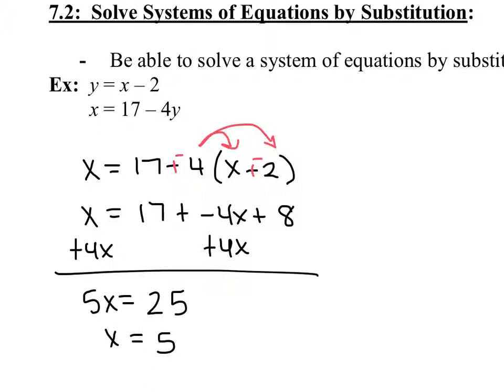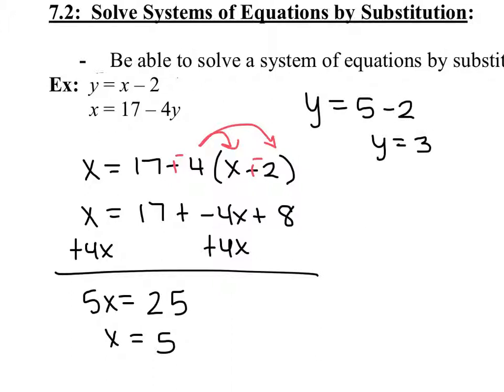I'm not done yet, because the solution to a system is an ordered pair. So I still need to find y, and this says that y equals x minus 2. So I can take the x that I just got, which was 5, and say that y equals 5 minus 2, which would be 3.